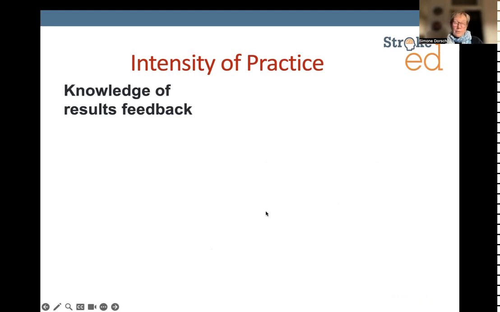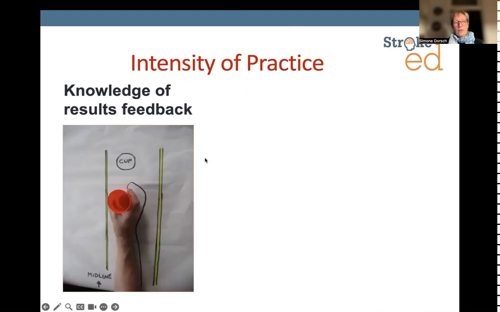Okay, so for intensity of practice, I've also put knowledge of results feedback in here, because knowledge of results feedback has enormous motivational value. And if people are going to work hard, then we need to be providing motivation. This is our job. It's not on the person to be motivated. It's on us to make sure that there are external motivators happening there.